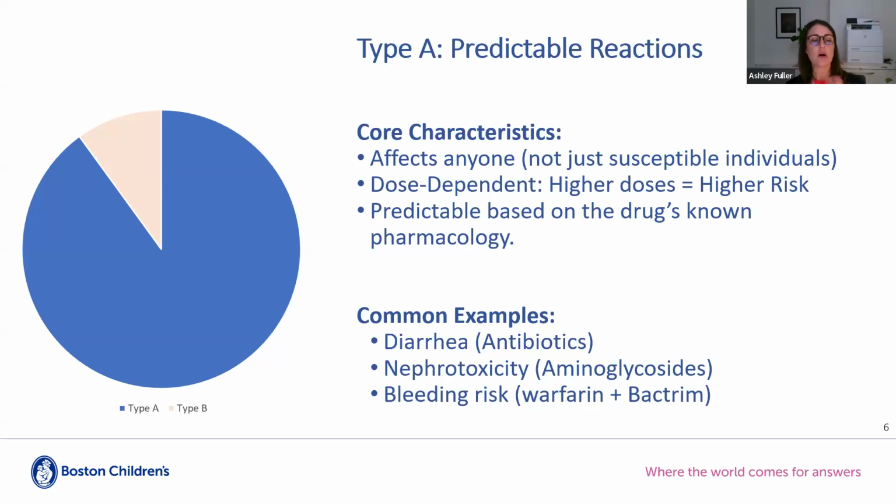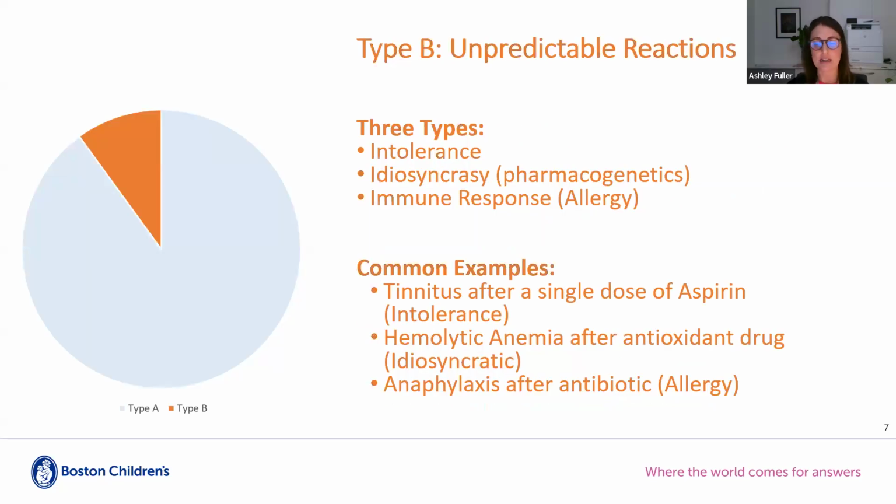So these are all potentially severe outcomes of using a medication, but these are predictable to a large extent. By contrast, type B reactions are the unexpected reactions to a medication, and they also come in three different varieties. The first are just your simple intolerances, right?